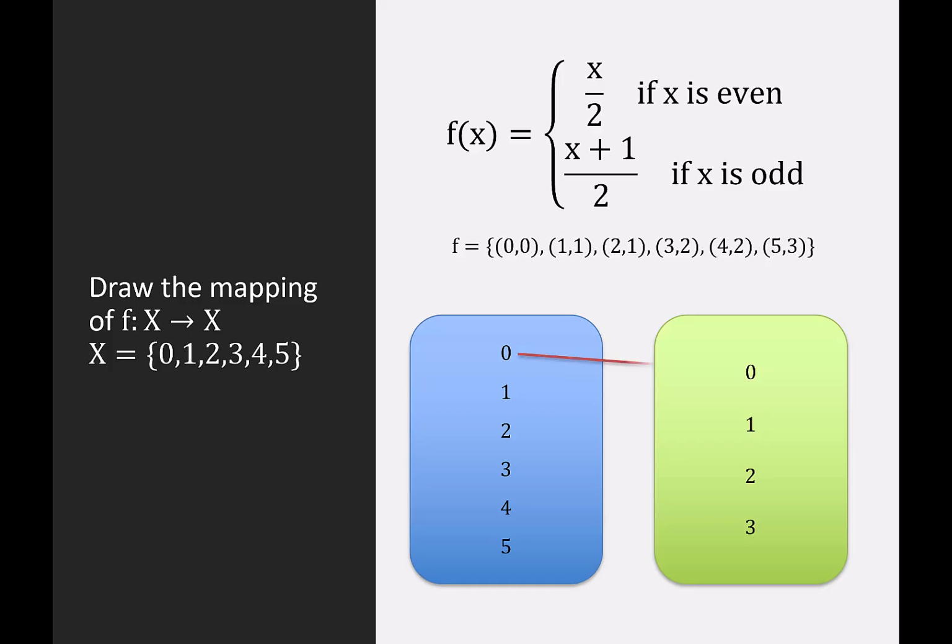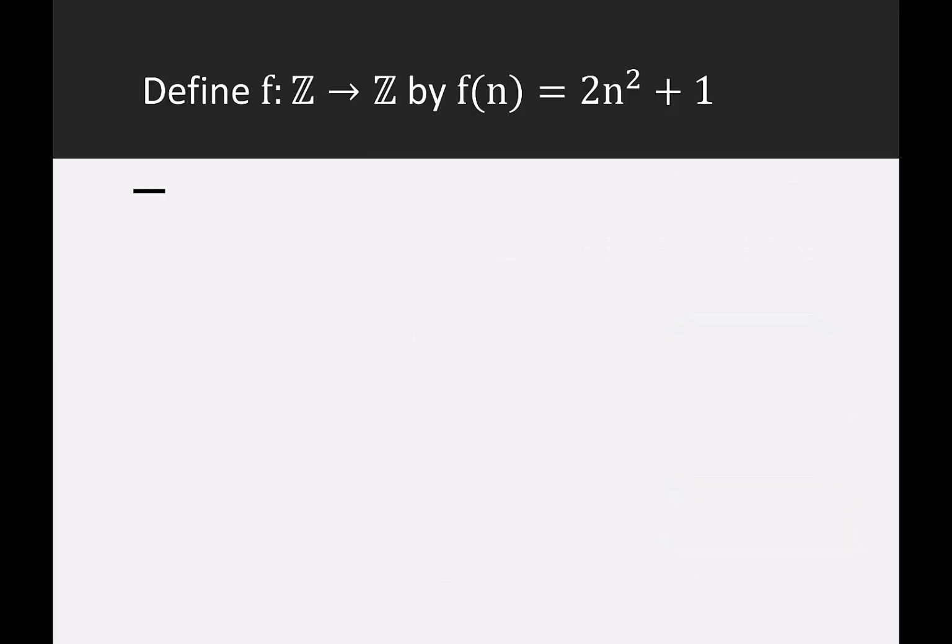So we know 0 goes to 0, 1 goes to 1, 2 also goes to 1, 3 goes to 2, 4 also goes to 2, and 5 goes to 3. This is a good reminder that each x gets one y, but we can repeat y's for different values of x, like 1 and 2 both share 1, 3 and 4 both share 2. So to make sure things are crystal clear, let's go through one more type of function.